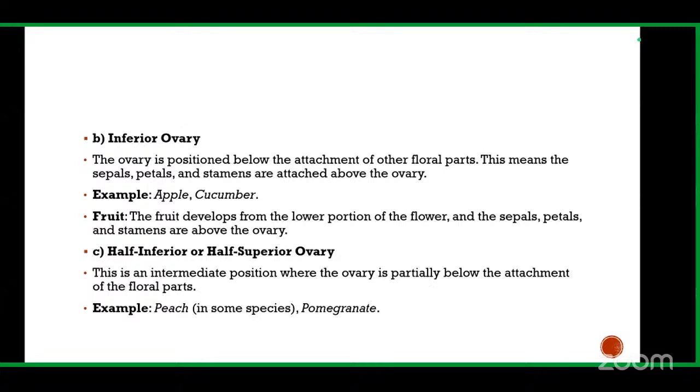Next is half inferior or half superior ovary. This is an intermediate position where the ovary is partially below the attachment of the floral parts. Means its position is in the middle. That's why it is partially below the attachment of the floral parts. Example is peach in some species and pomegranate.